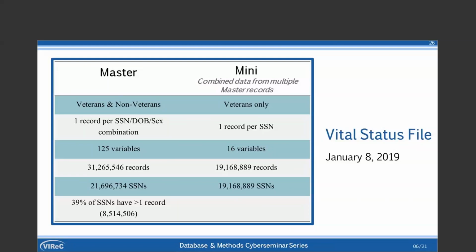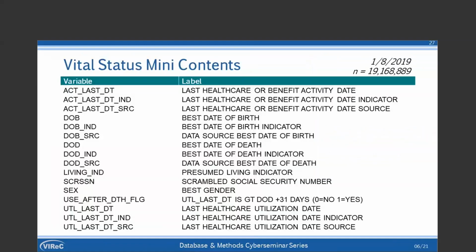Of the some 31-plus million records, 39% of those SSNs have more than one of those combinations of date of birth, sex, and SSN. There are probably closer to 20 million unique SSNs in the mini file. So here are the variables in the mini file. We have the last activity date, the indicator of that date, its source, the best date of birth, the best date of death, and the presumed living indicator, which is really important if you're just interested in whether the person is alive or not.